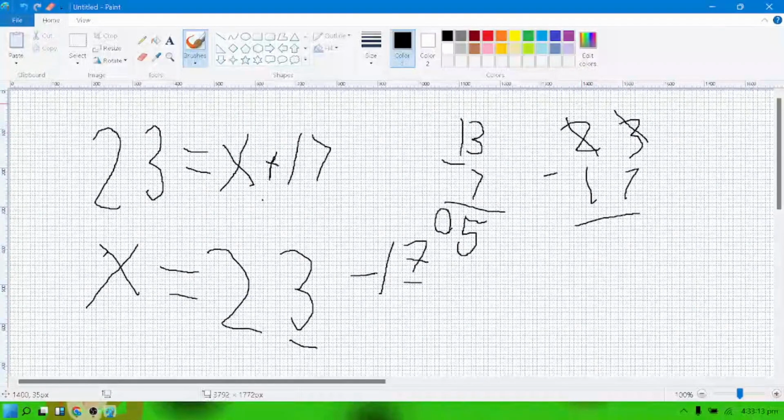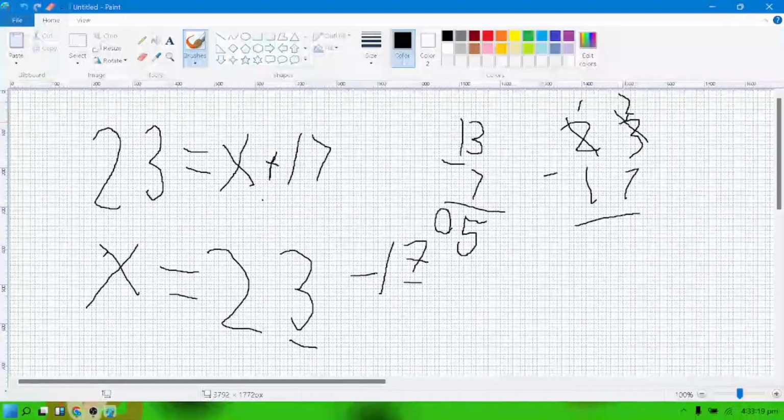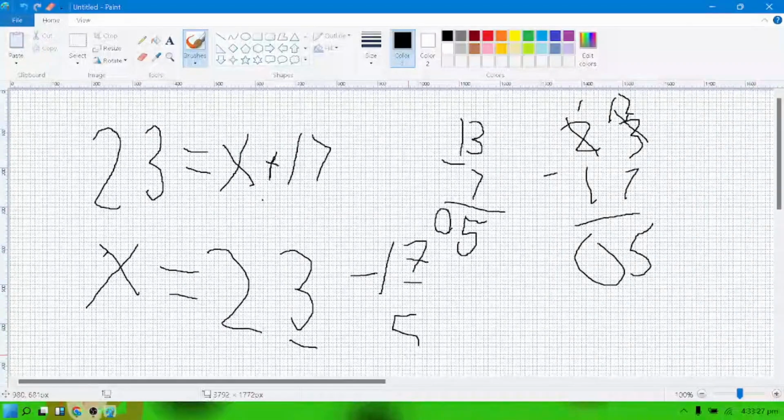This becomes a 1. This becomes a 2. 13. 13 minus 7 is 6. 1 minus 1 is 0. So you can do it this way or this way. It always becomes the correct number.